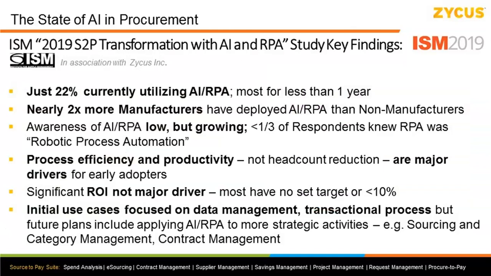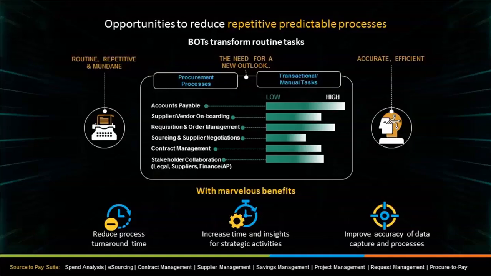We actually did a study in concert with ISM that we presented at ISM's conference earlier this year that said just 22% are currently using AI and RPA, and most for less than a year. So lots of room for growth in this area, and lots of opportunities to target discrete process steps, especially those that are most transactional and tactical, such as the P2P process, processing requisitions, POs, and invoices, for example.